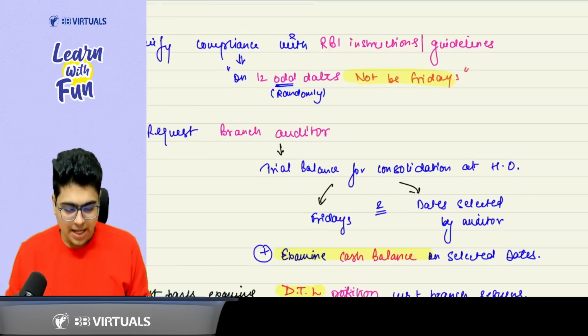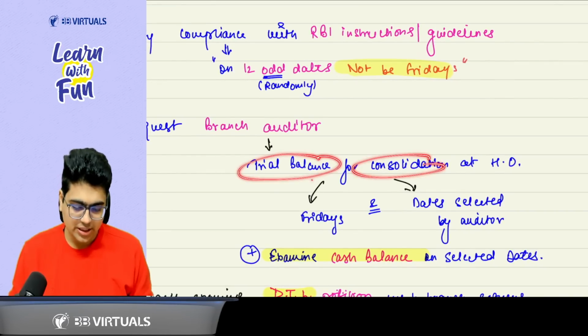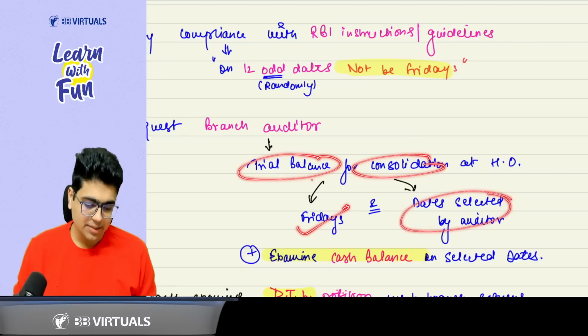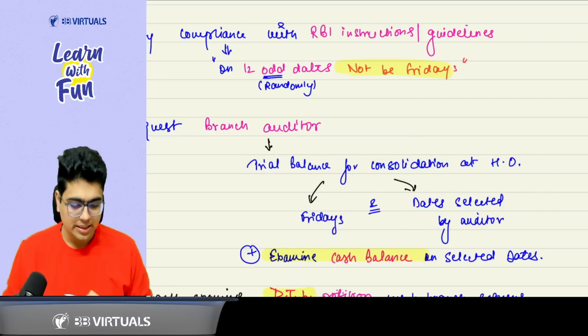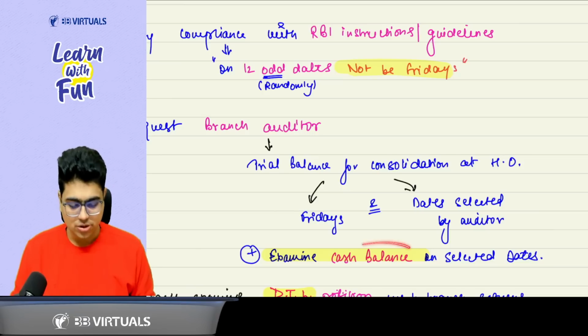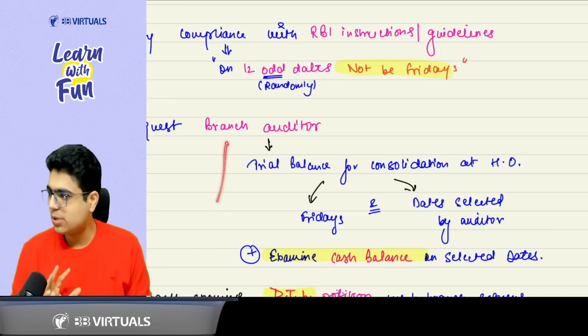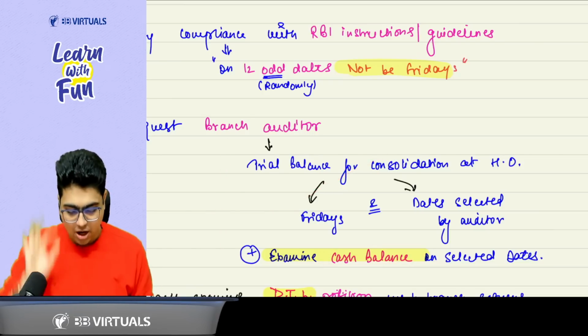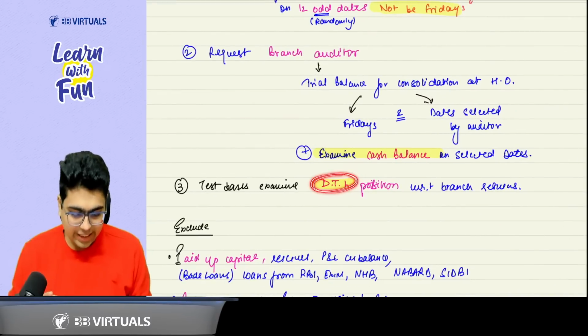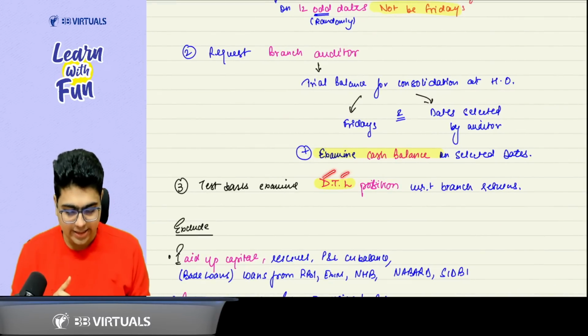Got it, sir. Branch auditor will submit the trial balance for consolidation on Fridays, and the dates which are selected by auditor are other than Friday. On these dates, also request the branch auditor to examine the cash balance. Is the liquidity part checked? Yes, sir. Now we will focus on the DTL part, that is demand and time liability.